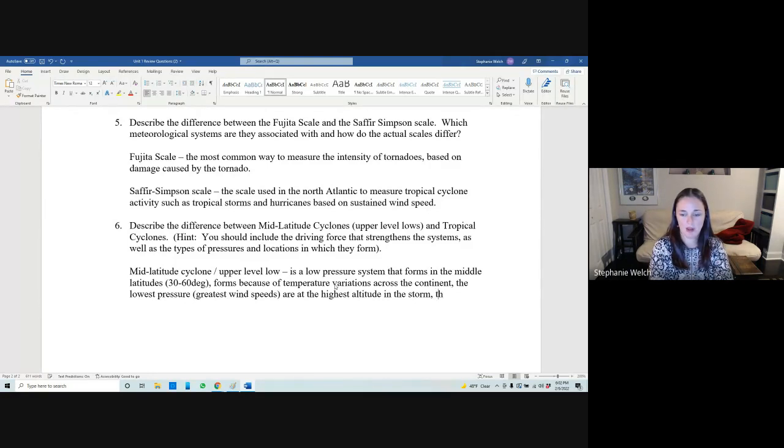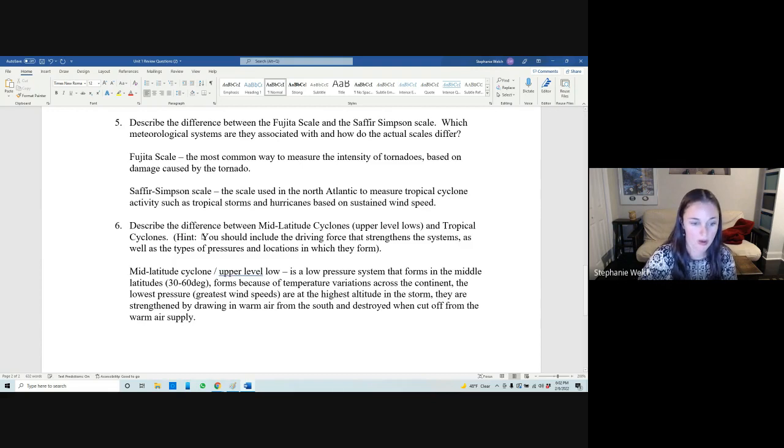Let's see, they are strengthened by drawing in warm air from the south and destroyed when cut off from the warm air supply. So we talked about that in the context of the notes as that point where the storm becomes occluded. That's when you're no longer drawing warm air up from the south, and warm air being low pressure, right? Hot, humid air being low pressure drops down the pressure and strengthens the storm. But when it's cut off from that, the pressure equilibrates and the storm goes away.